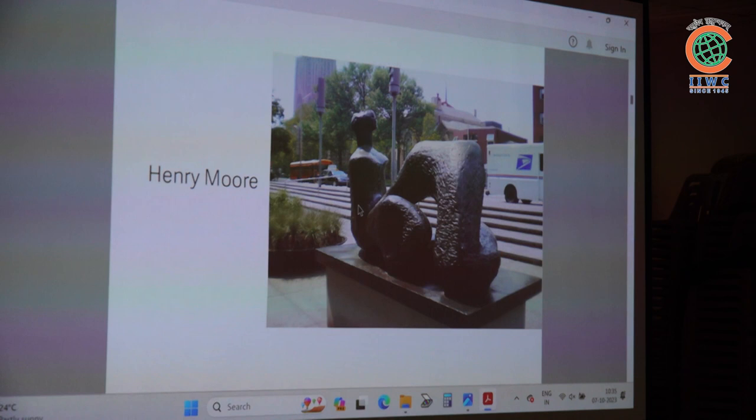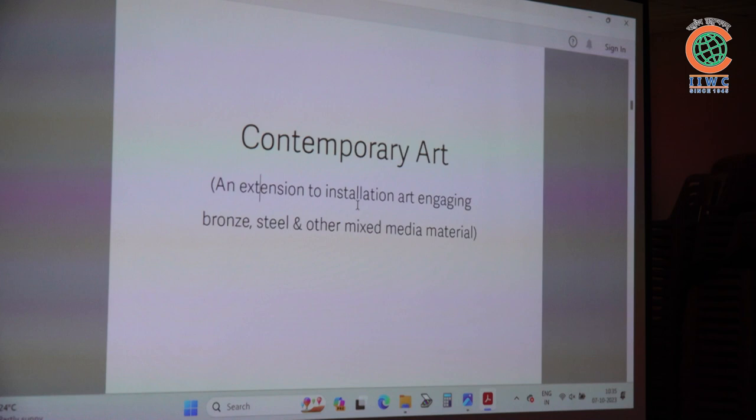When it came to the modern period, we had Picasso. Instead of Michelangelo and Leonardo da Vinci for a painter, we had Picasso. And for sculpture, from Michelangelo, we had Henry Moore. Here you see one of the sculptures of Henry Moore, which is stone, given the contemporary version. Then contemporary, in extension to installation art, engaging bronze, steel, and other mixed media material. So what happened?